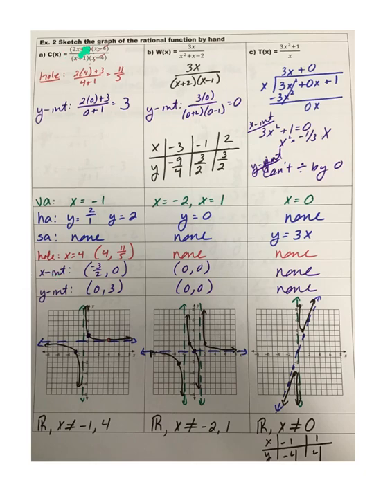X-intercept comes from the numerator. 2x plus 3 equals 0 when x equals -3/2. Y-intercept, if I plug in 0 for the x's, I get 3. So my y-intercept is the point (0, 3). And now I'm going to put all this onto my graph.